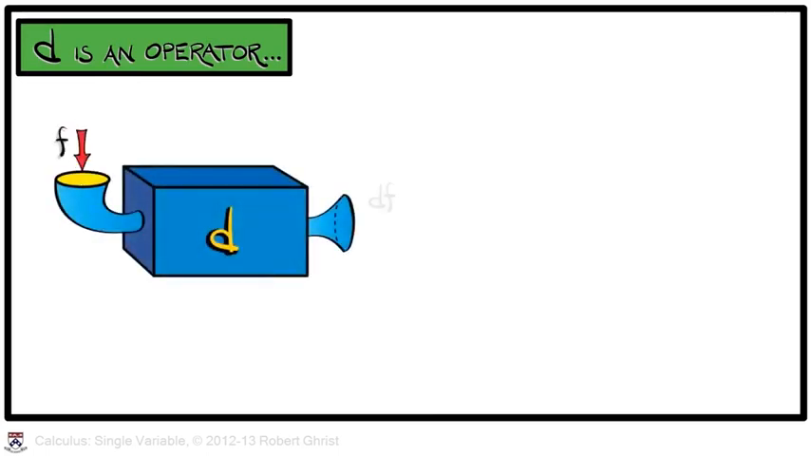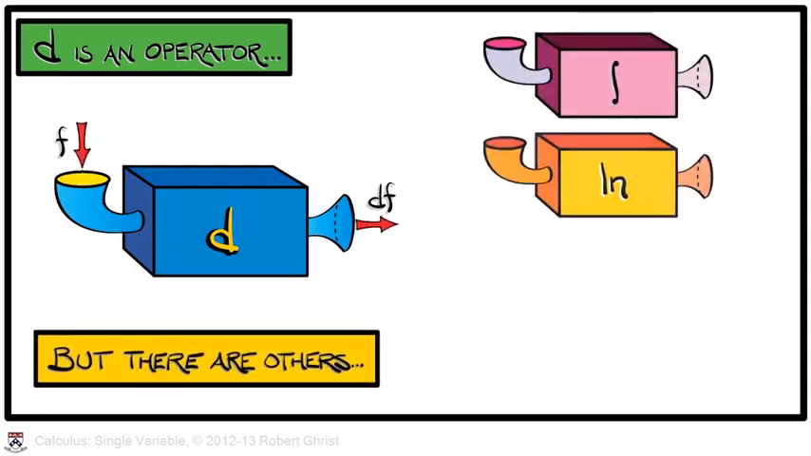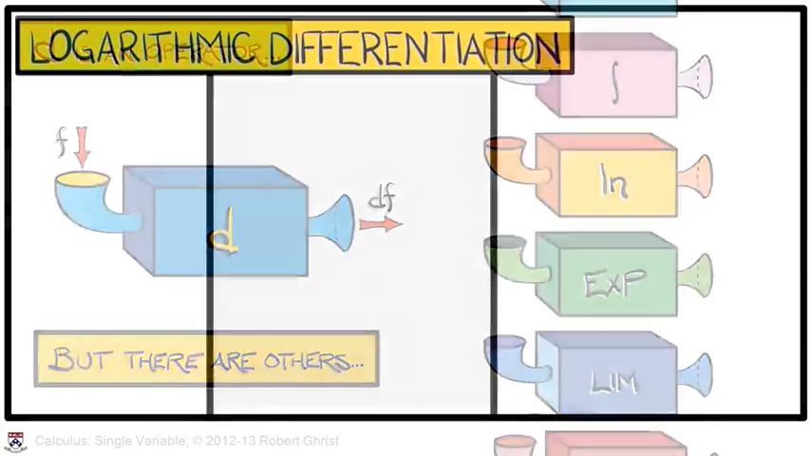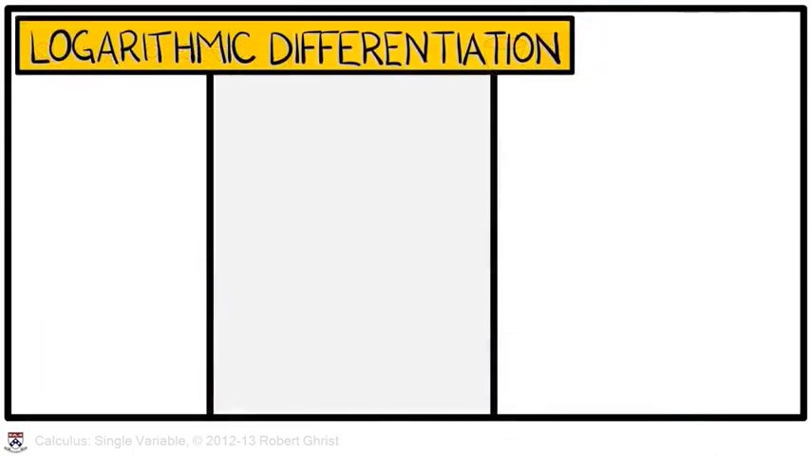What we will use is the idea that differentiation is an operator and that it acts on equations as well as functions, and more importantly, it works well with other operators such as exponentiation or integration, taking a limit, or in particular, the natural logarithm operator. And that is the basis for that method known as logarithmic differentiation.